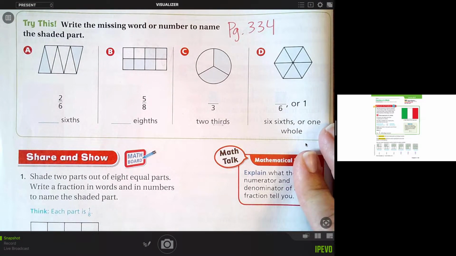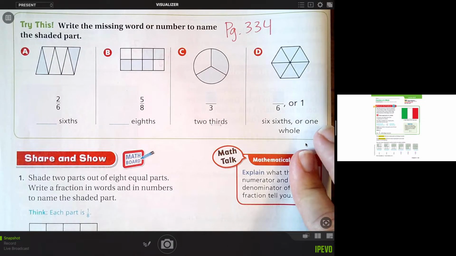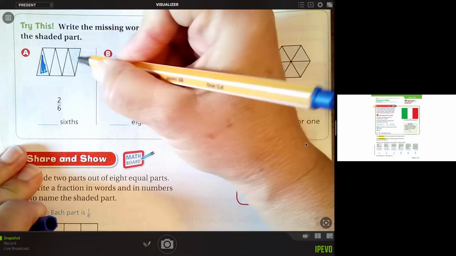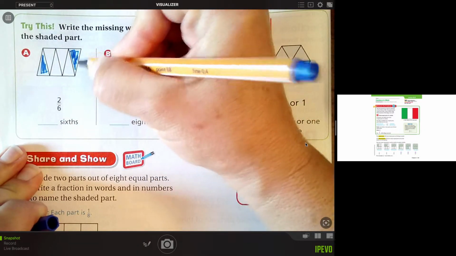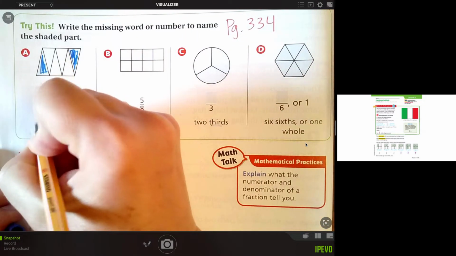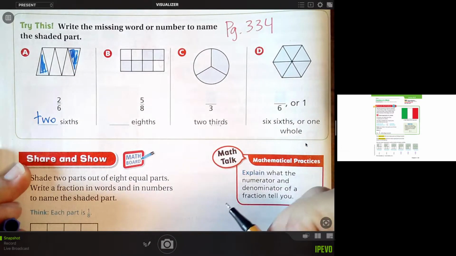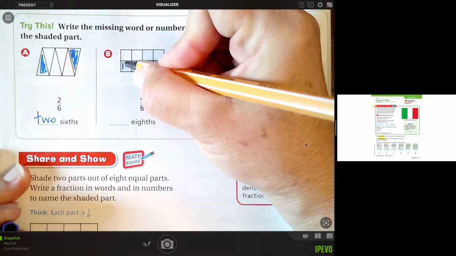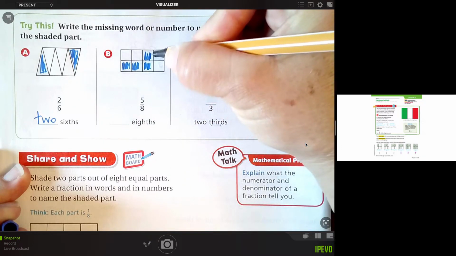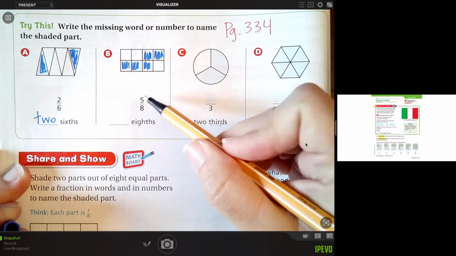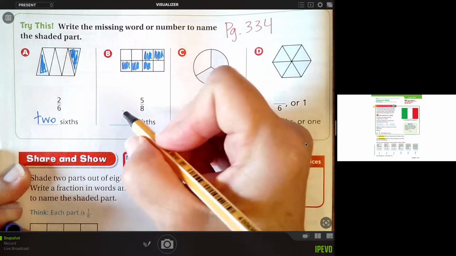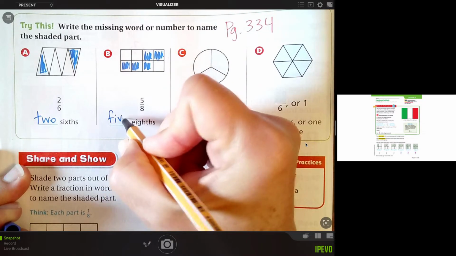Write the missing word or number to name the shaded part. Now, it's a little tougher to see on the video what's shaded, so I'm just going to darken it a little bit, but hopefully on your actual paper you can see it. We've got 2/6, so we're going to write the word 2, T-W-O. Here we've got 1, 2, 3, 4, 5, and you see we've got 5 out of 8. 5 are shaded, 3 are not. 5/8. So we're going to write the number 5 because that is what's missing.